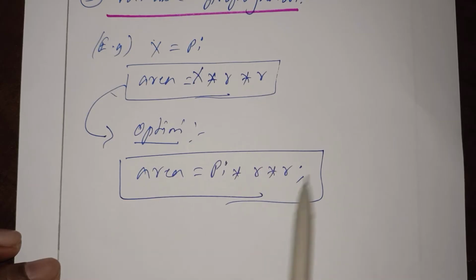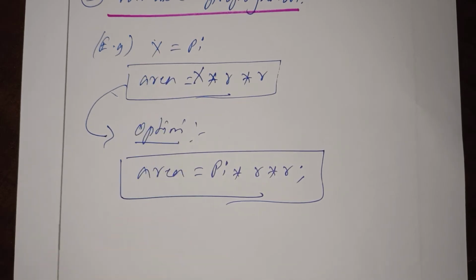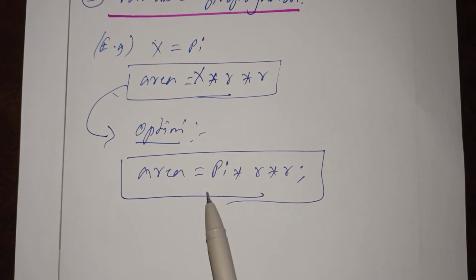So here you can see that I can use one variable instead of another, this variable instead of x. So this is how the copy propagation works.